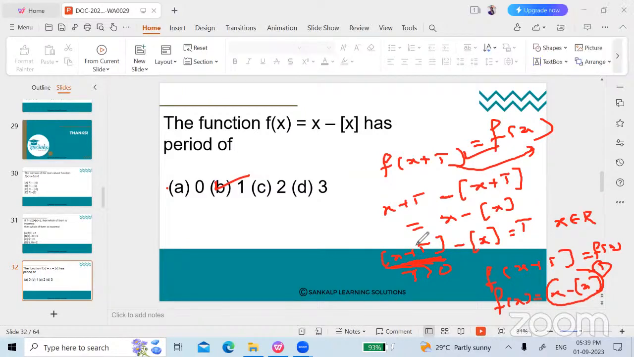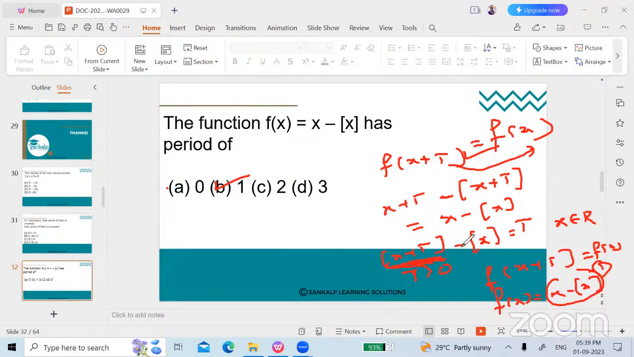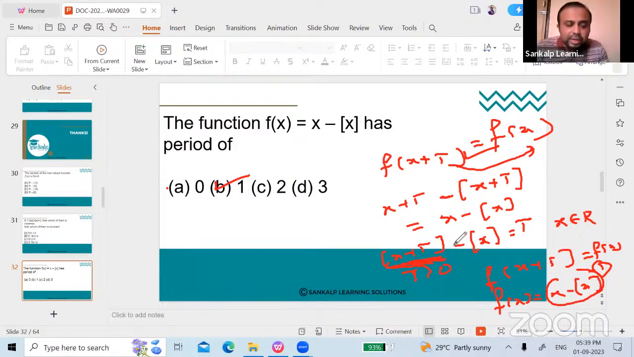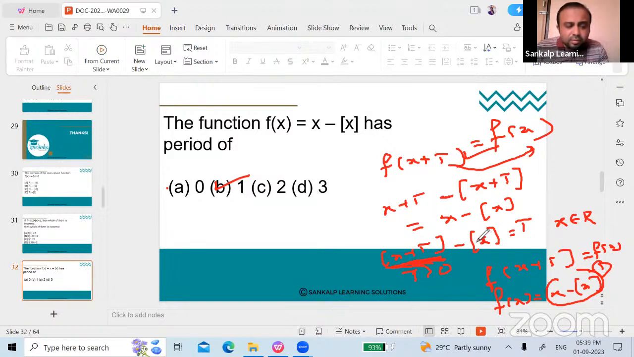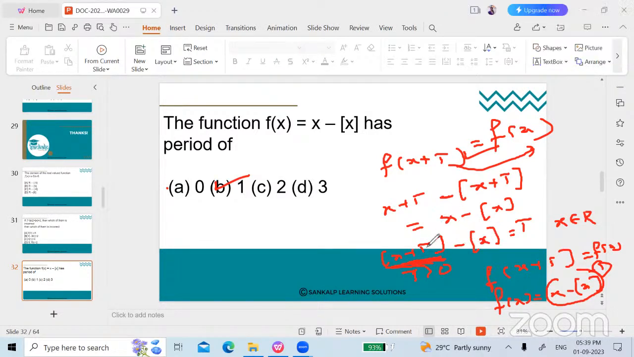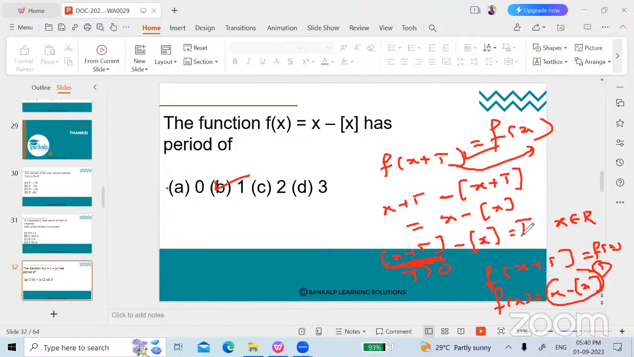Sir, how is that equal to t? x plus t minus x is equal to t. When I open the braces, x and x get cancelled, so only t remains. It is t. Okay?